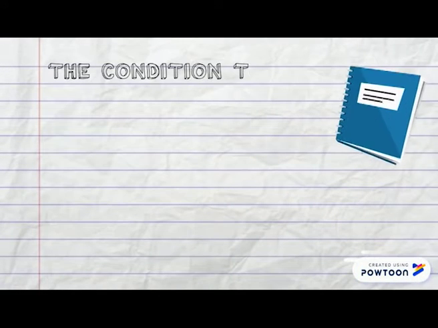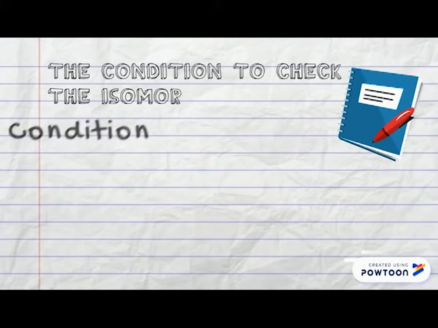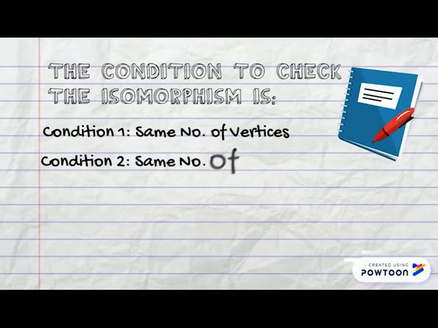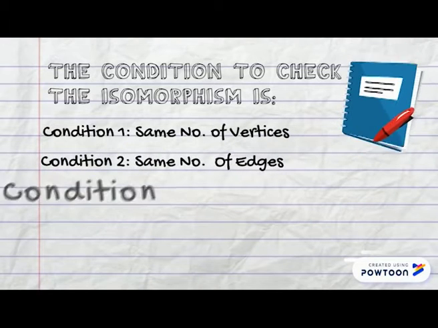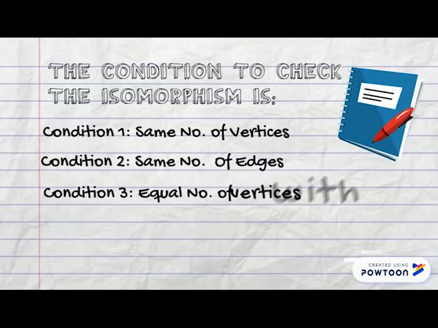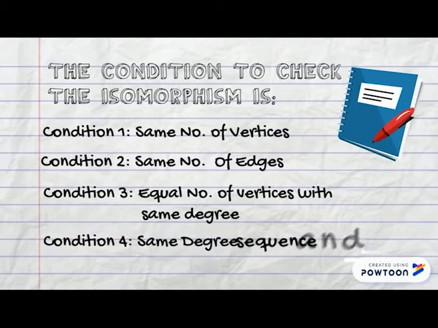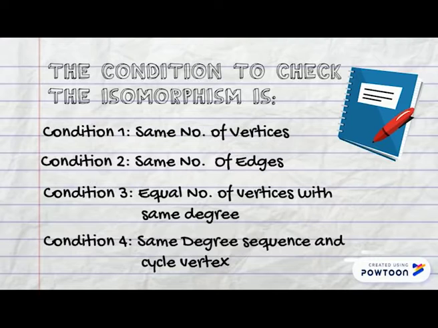The conditions to check isomorphism are: Condition 1, same number of vertices. Condition 2, same number of edges. Condition 3, equal number of vertices with the same degree. And the last one, Condition 4, same degree sequence and cycle vertices.